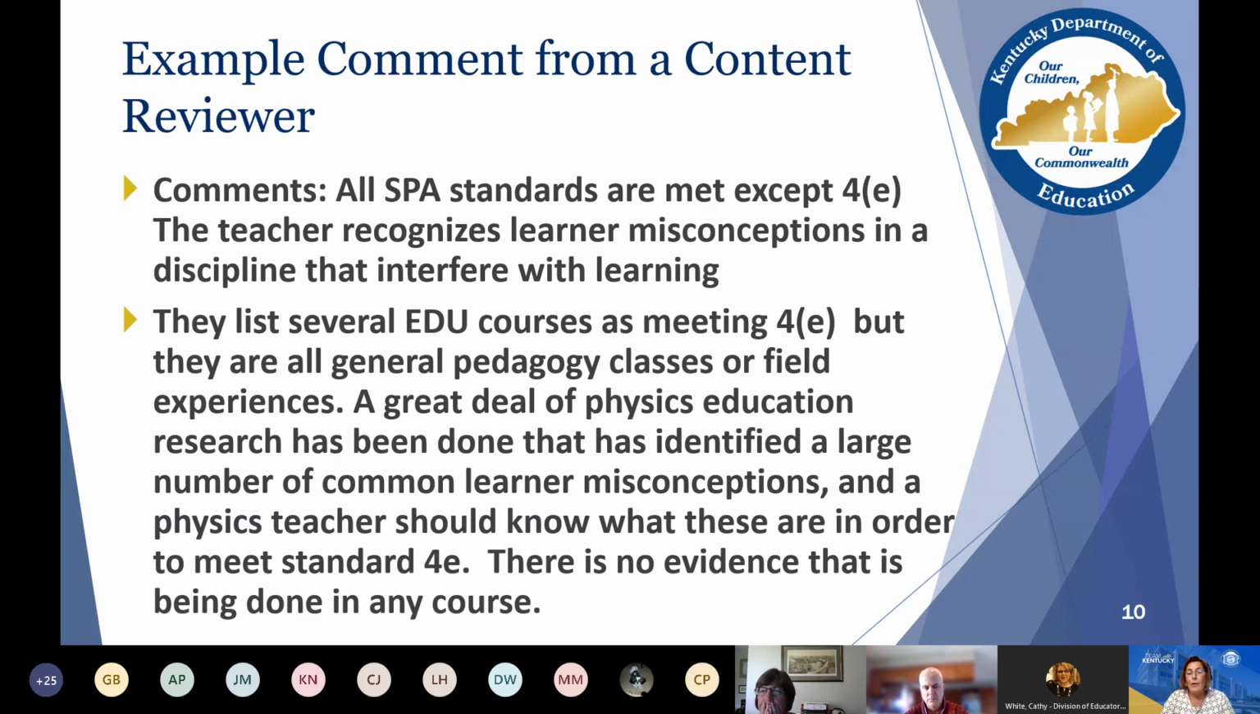The program thought they had met all the standards, but you know what the intricacies are of some of those little elements, the 4E, the E element of standard 4. And it said that it's about learner misconceptions. And in this instance, the program didn't address it. There was nothing in any of the syllabi, especially the ones that they listed, that talked about learner misconceptions. So those are comments that help provide feedback and justification for your scoring rubric.